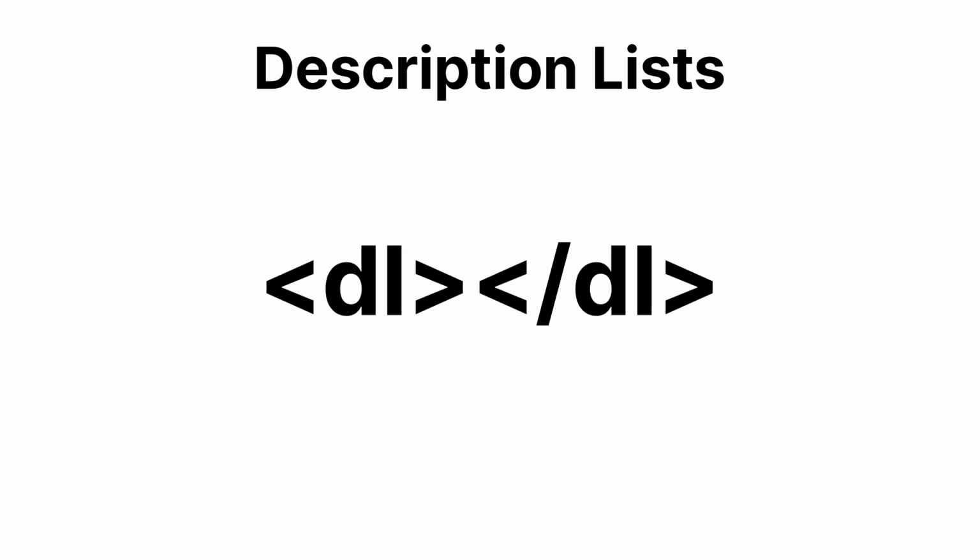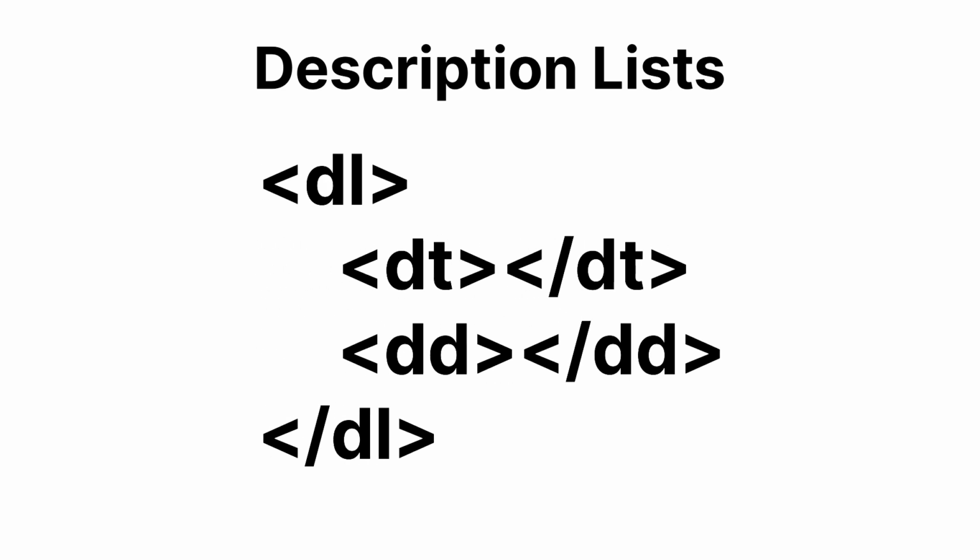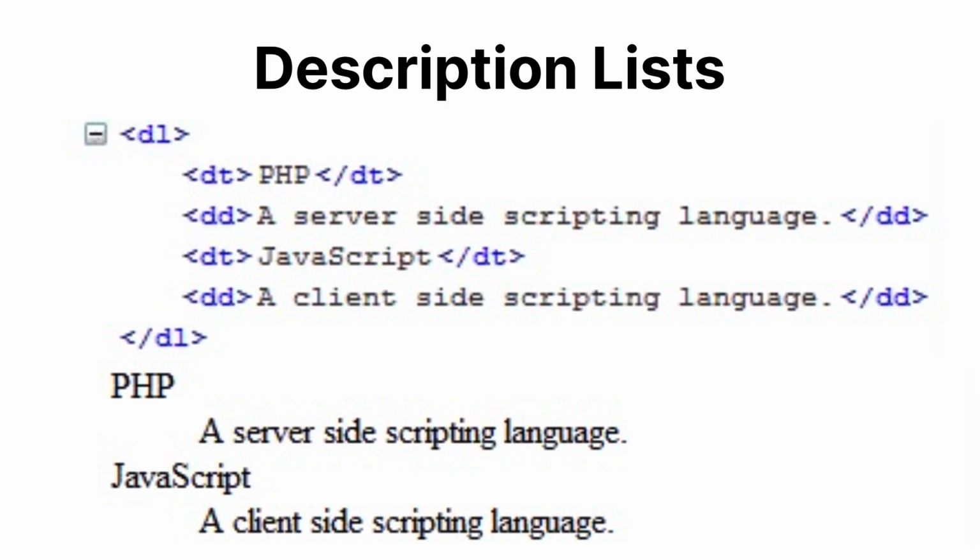The third type is a description list. A description list is created with the DL tag. Inside, each term goes inside a DT tag, and each definition goes inside a DD tag. Here's an example. This produces a list where the term appears followed by its description. Description lists are especially useful for glossaries, FAQs, or technical documentation where you need to explain terms clearly.